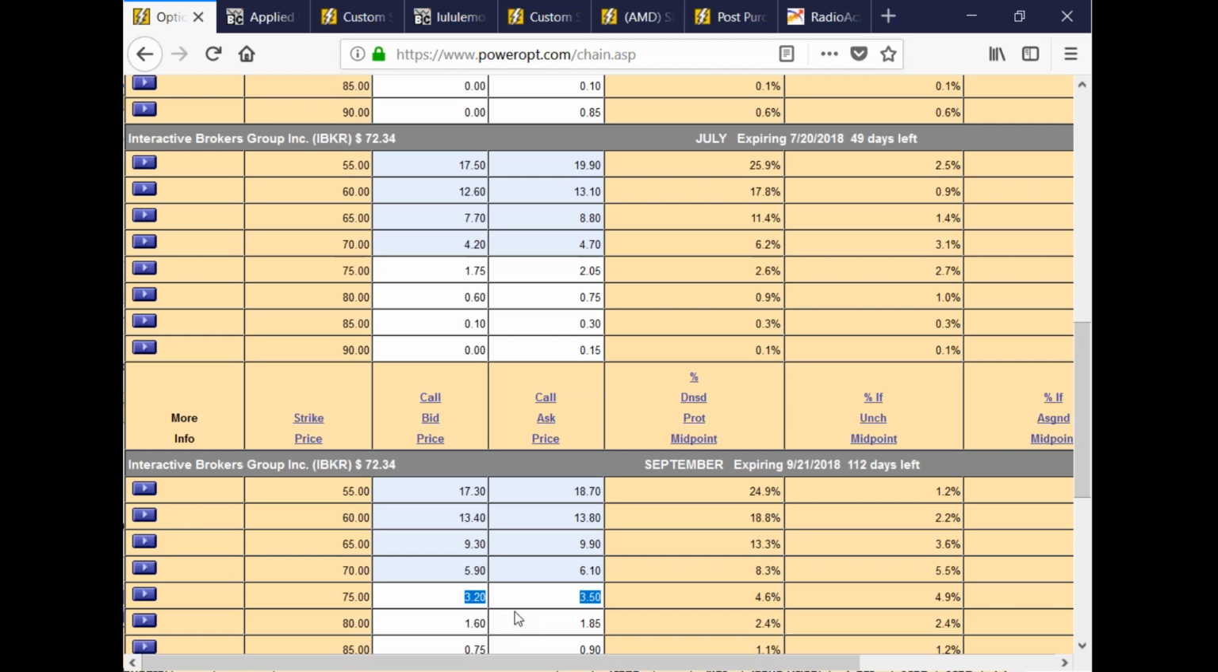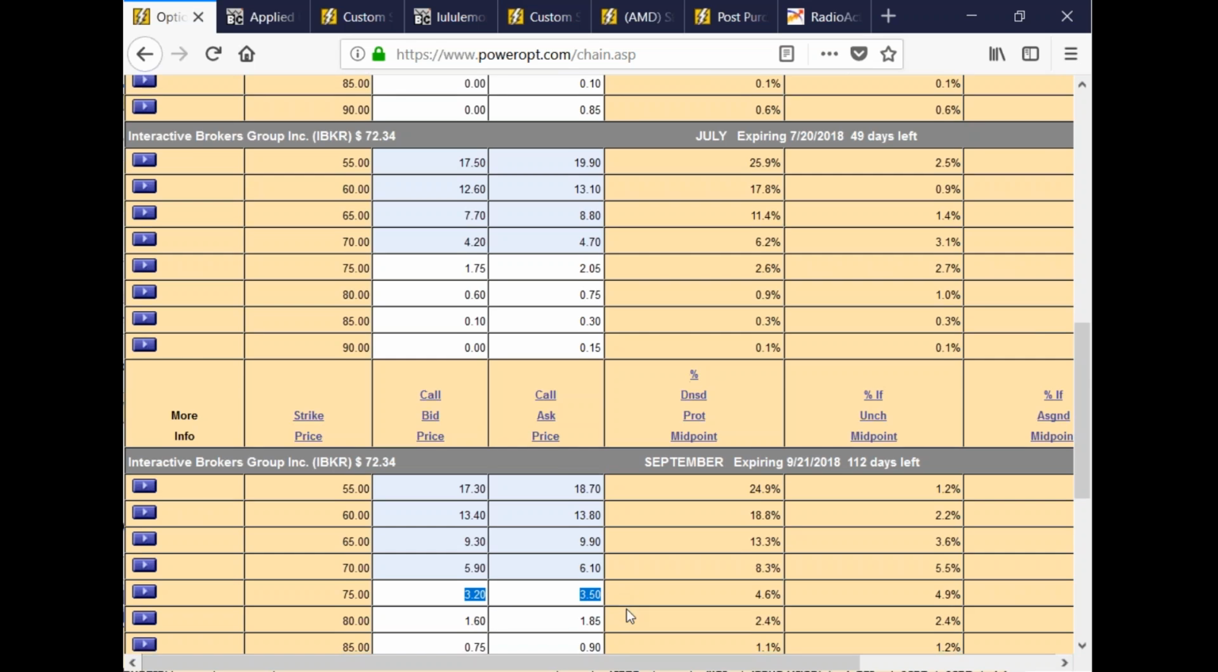And then 112 days out, the September's at 320. Well, you'd expect it to be double due to time, right? So if this is midpoint of 190, let's call it, for 50 days, 100 days out should be at least 380. 112 days out should probably be 390 or 400. It's only 320 to 330.